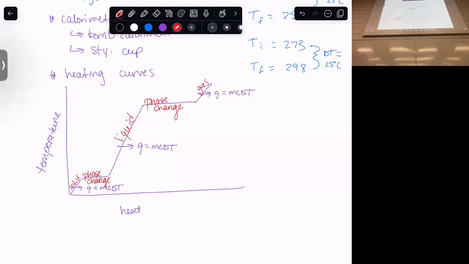Any questions on the heating curve and Q is equal to MC delta T? Alrighty, what other heat equations do we use?